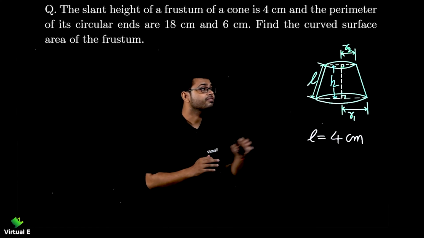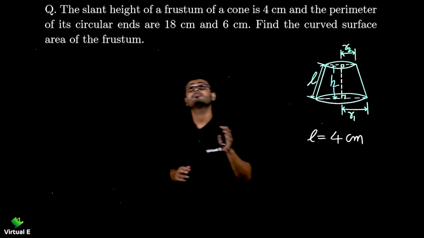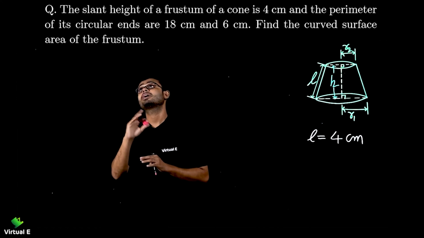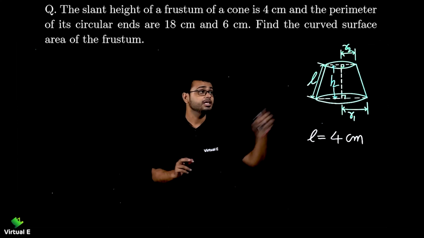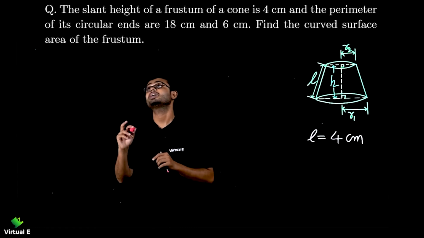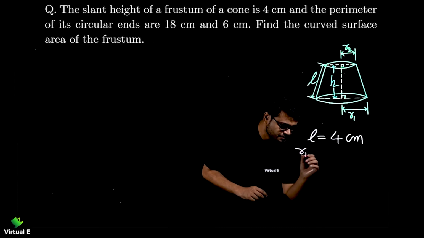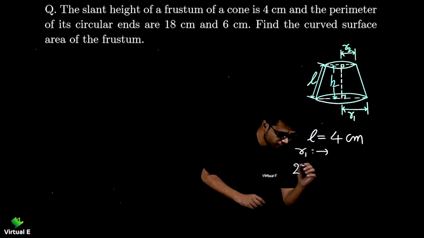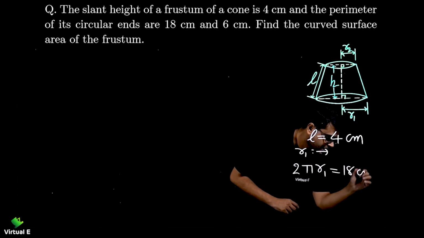So we discussed questions related to finding the L, then volume, and now we need to find the CSA of the frustum. For that, radius is not given, but the circumference of the top end and the bottom end is given, which is 18 centimeter and 6 centimeter. So let's start with R1 first. Can I write 2 pi R1 is equal to 18 centimeter.